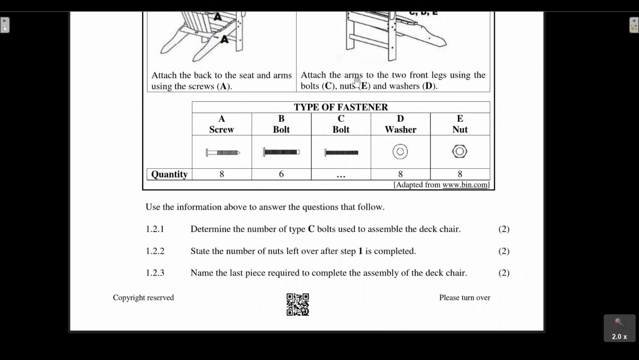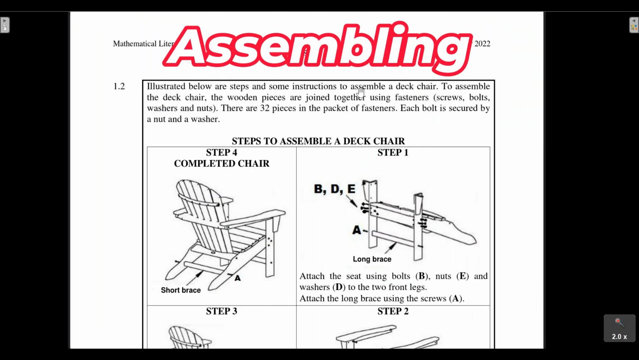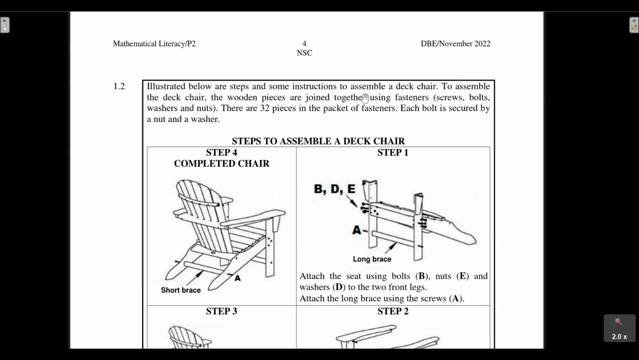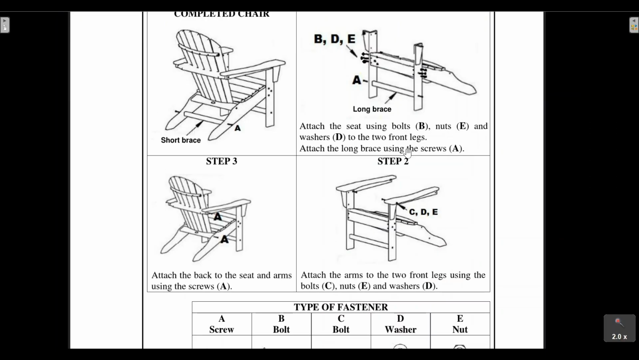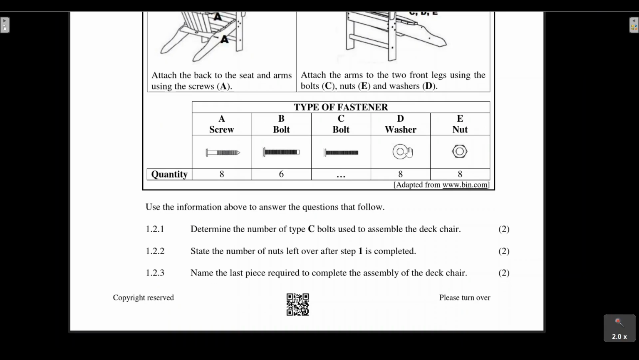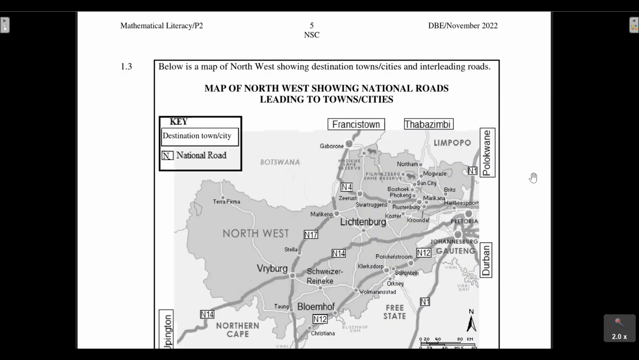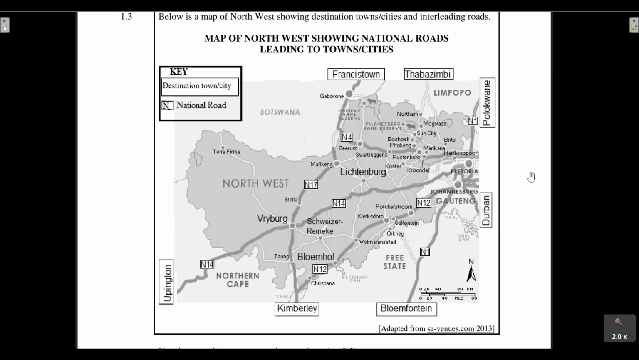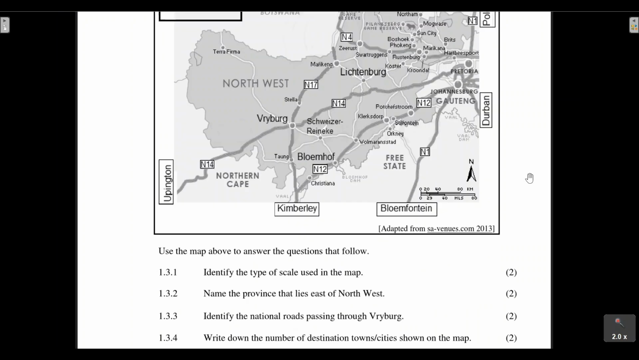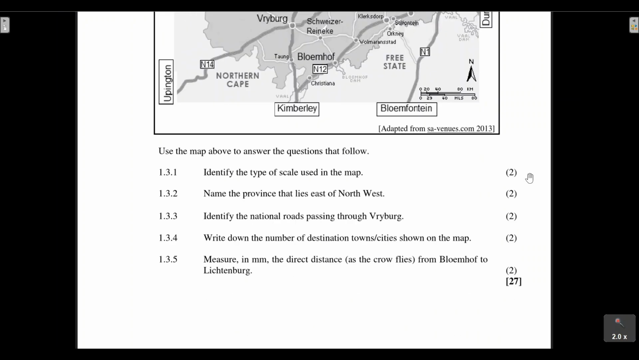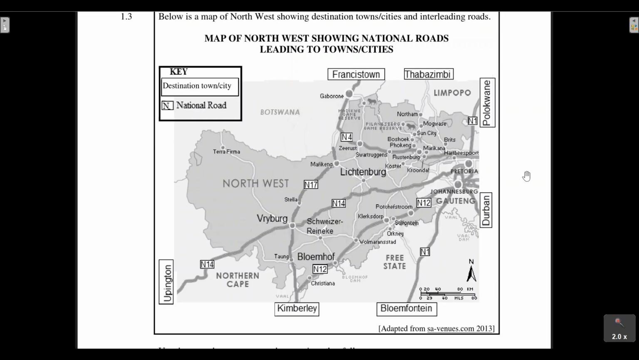We're going to be answering question 1.2, and question 1.2 basically deals with assembling. So we're going to be having a look at the steps that are given to us to assemble a deck chair, and we're going to be using those to help us answer these three questions. We're also going to be having a look at question 1.3, and in question 1.3 we are just going to be interpreting this map that is given to us. This is a map of the Northwest, showing national roads leading to towns and cities. We're going to be using this map to help us answer these 5 questions that are given to us.